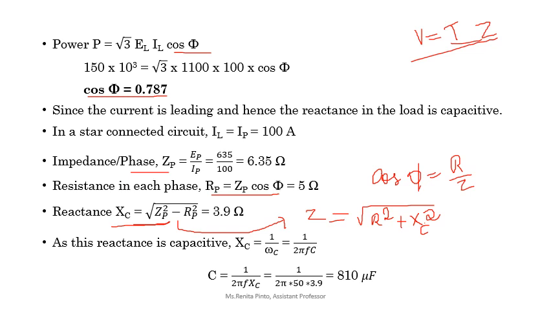Once you get the reactance, then you can find out the capacitance value. You already know Xc is equal to 1 by omega C, equal to 1 by 2 pi Fc. We have already studied this. Substitute in this equation, get the answer for the capacitor. So this is how you find out the circuit constants.